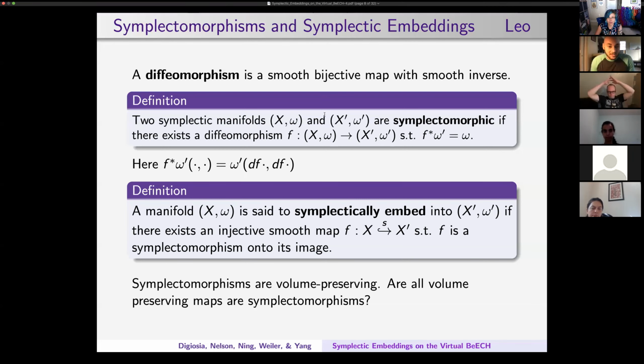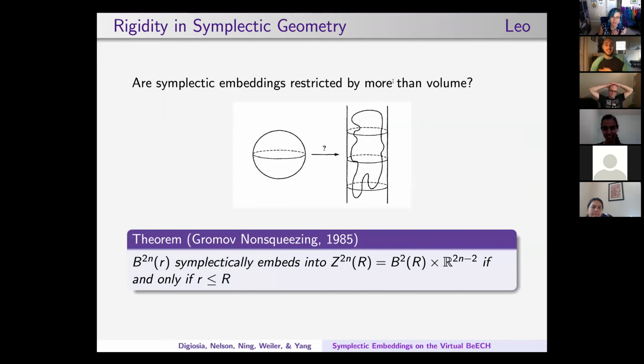That's a good question to ask. Yeah, we can answer that question. Actually, we've got a good theorem that kind of explains this relationship. It's a celebrated result from Gromov from 1985. And this theorem tells us precisely when we have a symplectic embedding of the ball into a cylinder. So the ball of parameter little r, we've got the cylinder of parameter capital R.